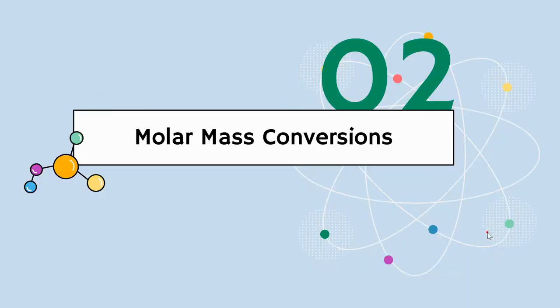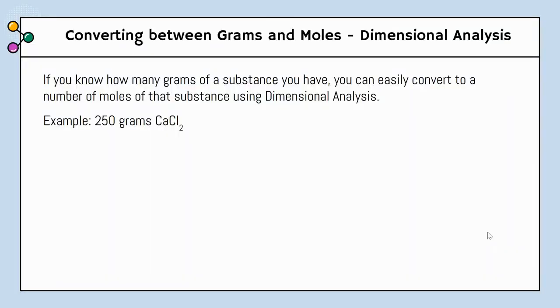All right, let's talk about actually using those conversion factors. When we want to convert between grams and moles of a chemical, just like when we want to convert any units, we're going to use dimensional analysis. So let's say we know how many grams of a substance we have. This would be like if we weighed something out in the lab. We can easily convert that to moles using dimensional analysis. And as my example, I'm going to start with 250 grams of calcium chloride.